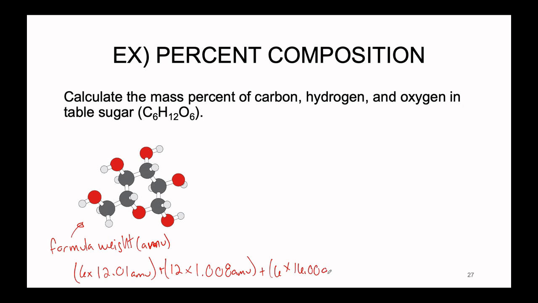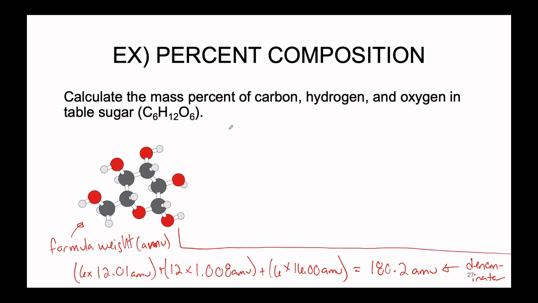And we're going to add that to 6 times the mass of oxygen on the periodic table, which is 16.00 AMU. We crunch these numbers in our calculator, and what we find is that the total mass of our molecule is going to be around 180.2 atomic mass units. So this is going to be what we place in the denominator of each of our mass percent calculations. So I'm just going to block that off down here, and we have all of the rest of the space up here to crunch the numbers for the carbon, the hydrogen, and the oxygen.